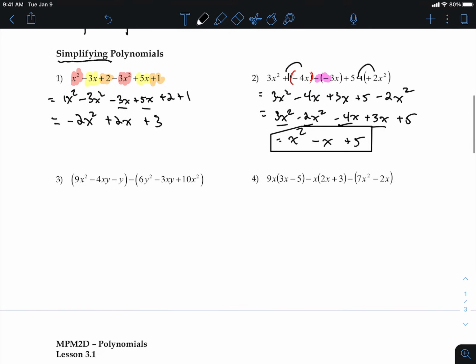Next one. Okay, you've got a negative 1 here, and I'm going to deal with that. So positive 1 out front of this one, so that's not really that big of a deal, right? The first one you could basically just multiply in. You're going to get rid of those brackets, right? So it's going to be 9x squared minus 4xy minus y. Okay? Then the negative 1's going to go into these guys, so they're all going to change signs. Minus 6y squared plus 3xy minus 10x squared.